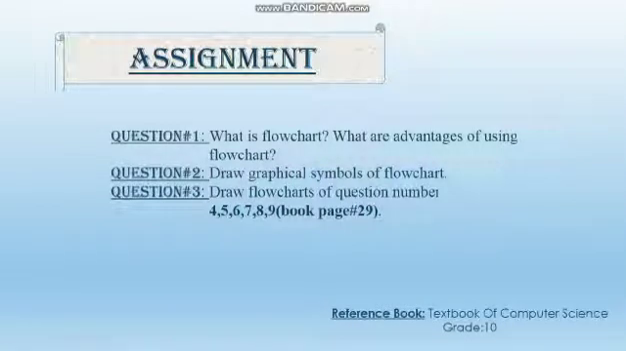Fine. I have an assignment for you. The first question is, what is a flowchart? What are the advantages of using a flowchart? You have to write the answer in your copies. Draw the graphical symbols of the flowchart in your copies. And the third question is, draw flowcharts of question numbers 4, 5, 6, 7, 8 if you can. If you can't, I will explain. I will draw the flowchart and algorithm in lecture number 4.